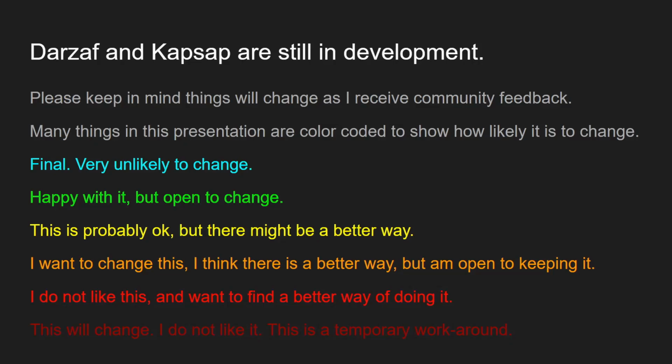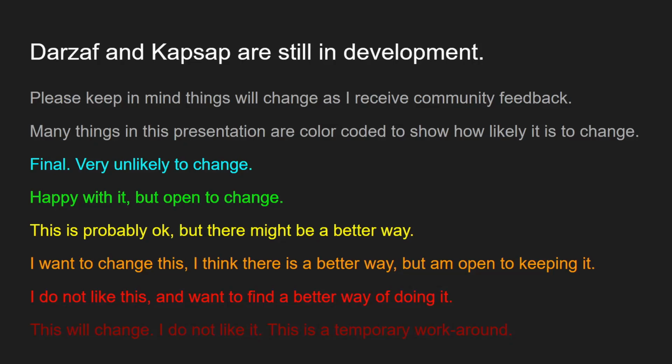Blue is final, very unlikely to change. Green means I'm happy with it, but I'm open to change. Yellow, it's probably okay, but there might be a better way. Orange means I want to change it, but I think there's a better way, and I'm open to keeping it. Red means I do not like it, and I want to find a better way of doing it. And then dark red means this will change, I don't like it, and it's a temporary workaround.